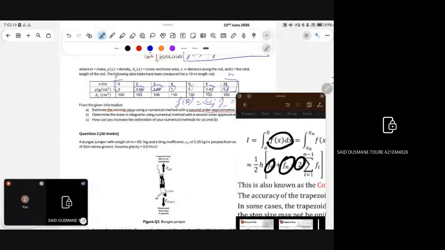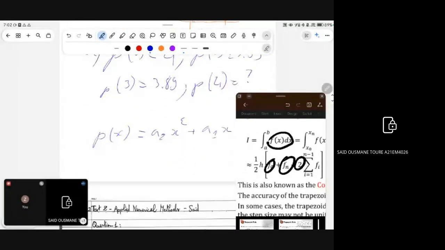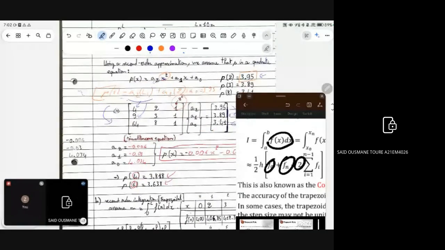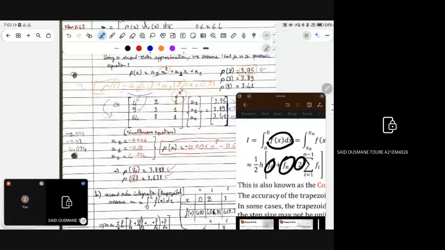So you have x and you have f of x. You use however many x you need for the number of unknowns. First, set straight what the equation looks like. If they ask you for second order, it means that it is a polynomial. You need to put a2 x squared plus a1x plus a0 without even thinking.